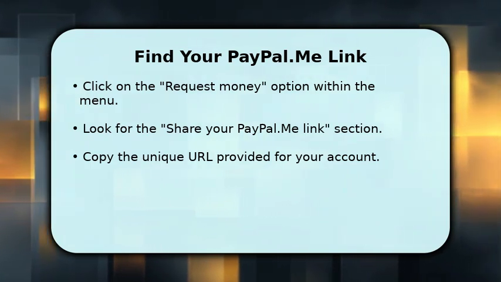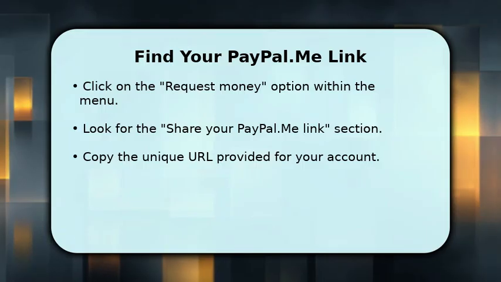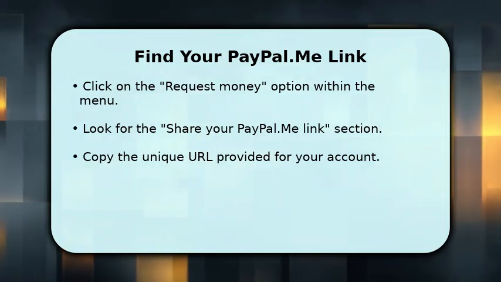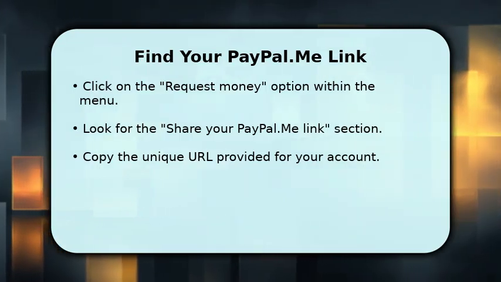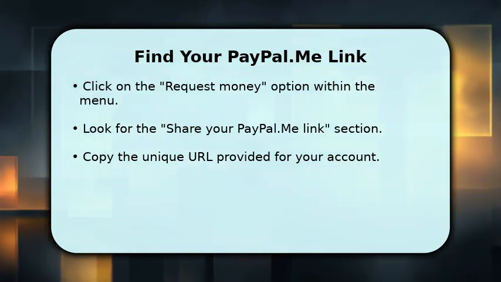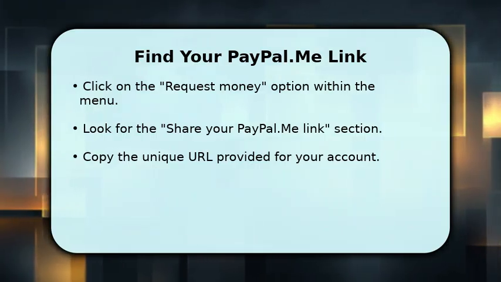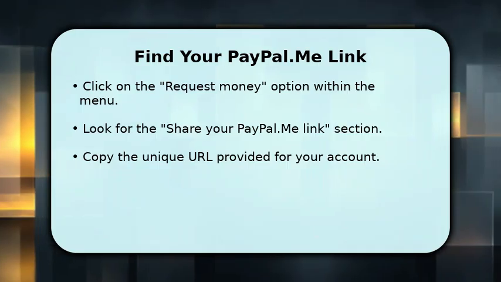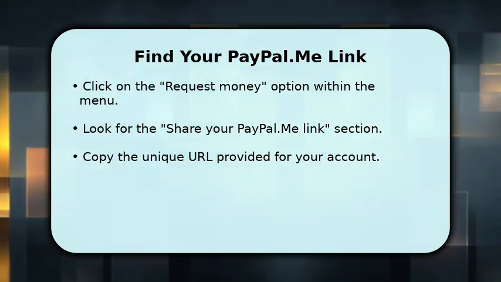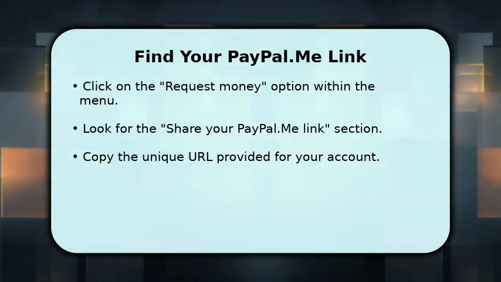After clicking Request Money, you'll see several options. You need to locate the section titled Share Your PayPal.Me Link. This is where your personalized link resides. Simply click the Copy Link button next to your unique URL. This action will automatically save the link to your clipboard, making it ready for you to paste and share with anyone who needs to send you money quickly and easily.